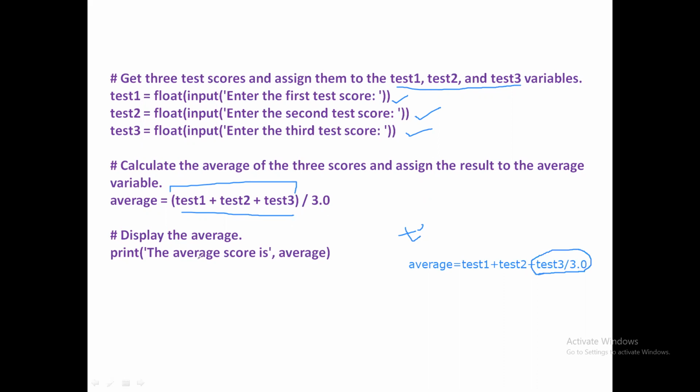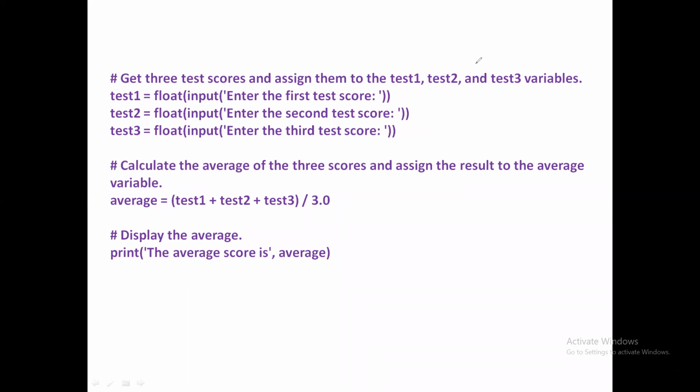I'll show you with examples by running this in IDLE, and finally we can display the message as average score is, with the result obtained in the variable average. So you need to understand the difference between writing the expression like this and like this, grouping the expression into parentheses and without parentheses. I'll show you the difference by running this example.